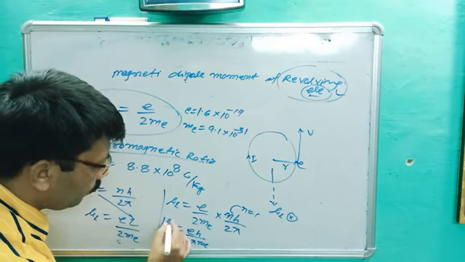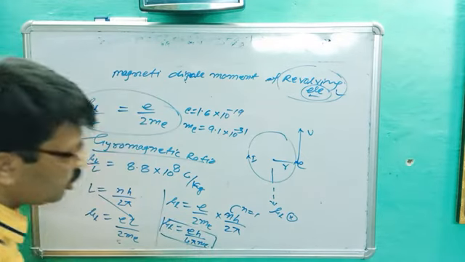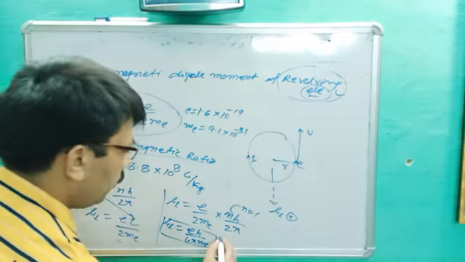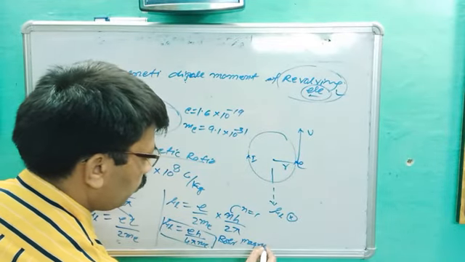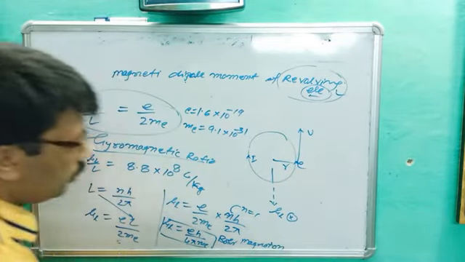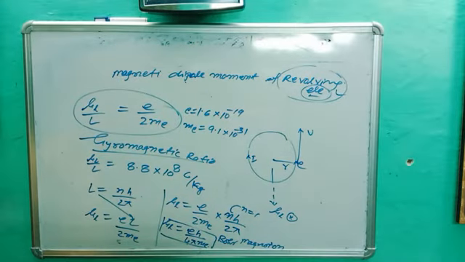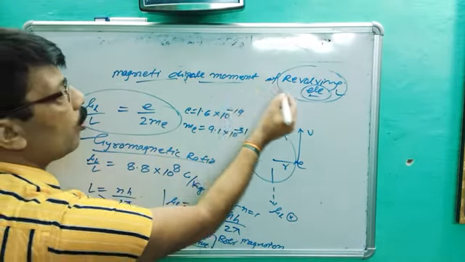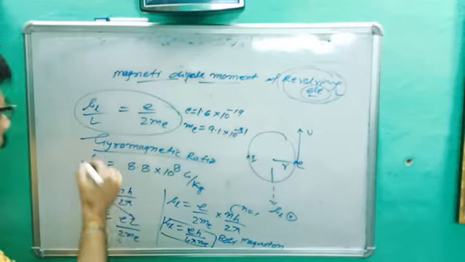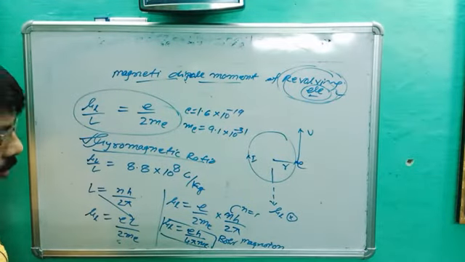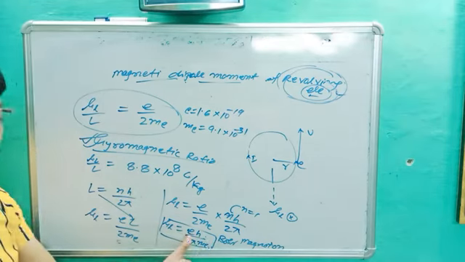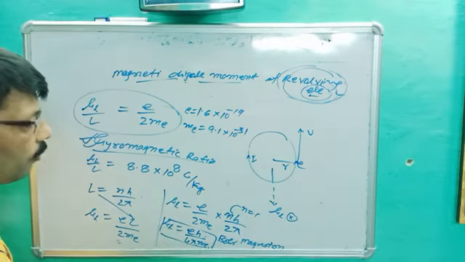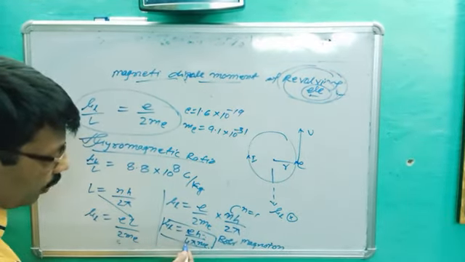This is called the Bohr magneton. So this is all about the magnetic dipole moment of a revolving electron and the gyromagnetic ratio. One thing: mu L is equal to eh upon 4 pi me. If we apply the second postulate of the Bohr model, we will get eh upon 4 pi me.